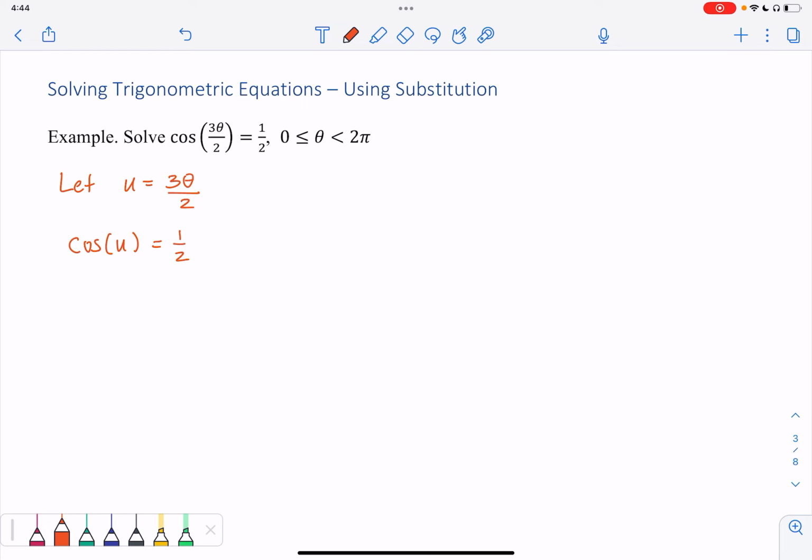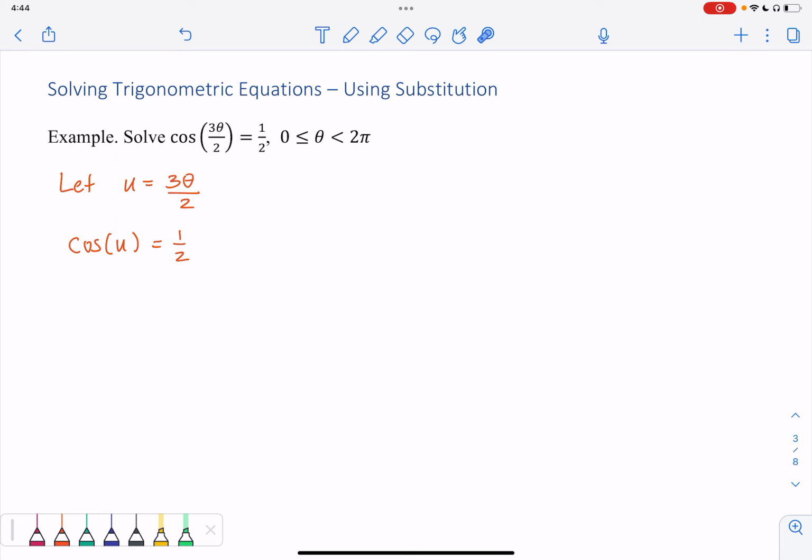If I was just given, hey, what's cosine of u equal 1/2? You go, oh, I can solve that. So we're just turning it into something that we know how to solve, even though we're not really solving for u. They're asking us to solve this equation, which is in terms of theta. So eventually we're going to have to answer it that way, and we certainly can.